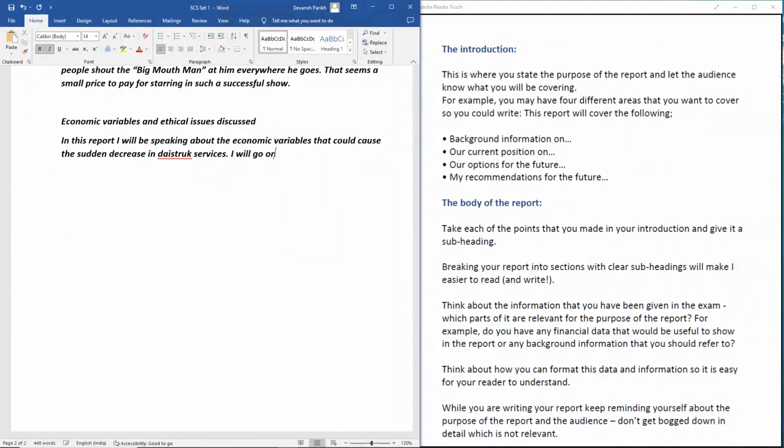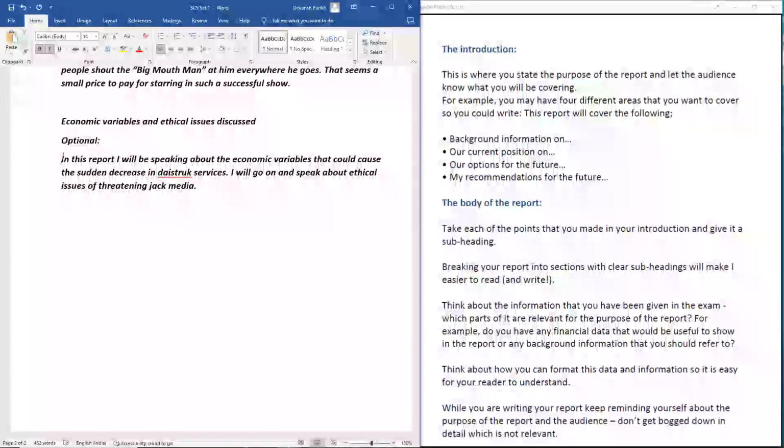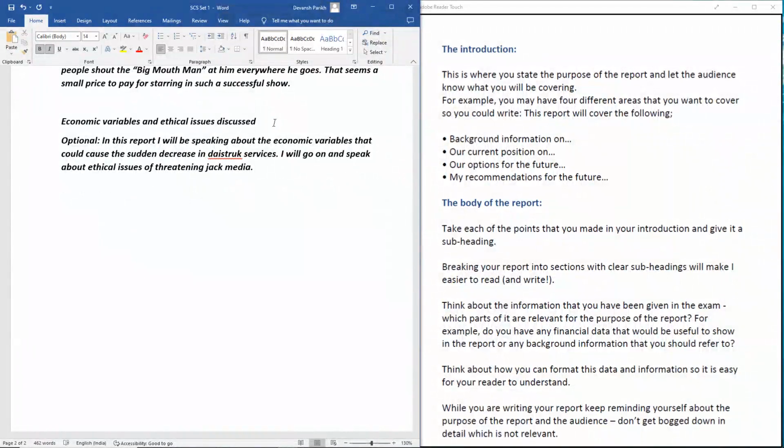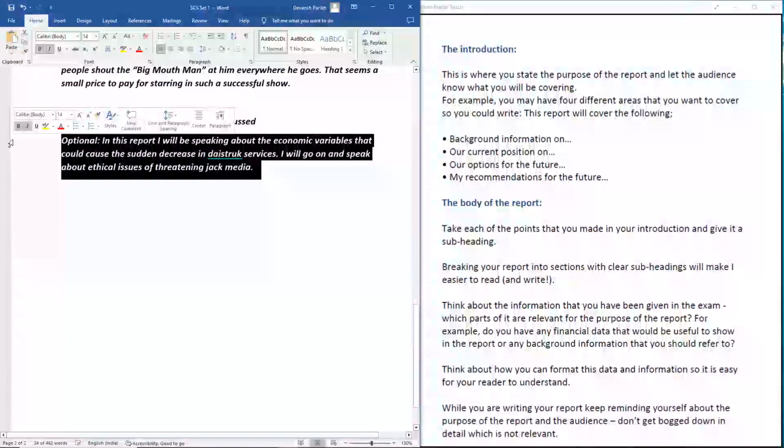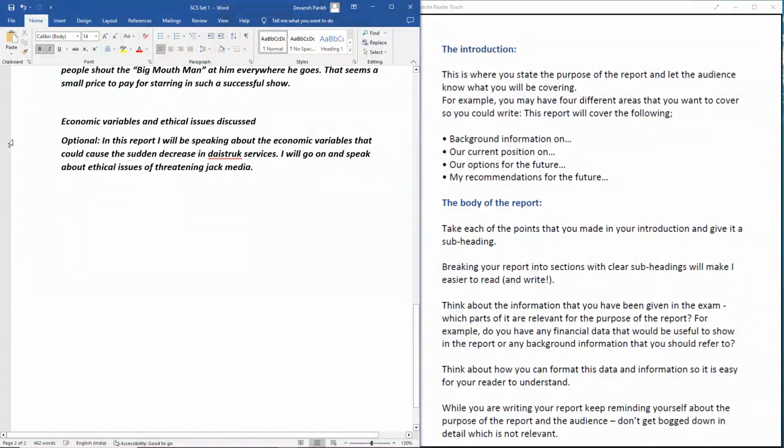I will go on and speak about ethical issues of threatening Jack Media. This I will say is optional because the introduction has no marks. So if you feel you know this answer, if you feel your typing speed is good, go with the introduction. If not, you can skip the introduction, come to the task straight away, come to the body straight away. And then in the end, if you have some time, go back and do the introduction. Clear, everybody? Step number 4, optional introduction. Are we all clear?